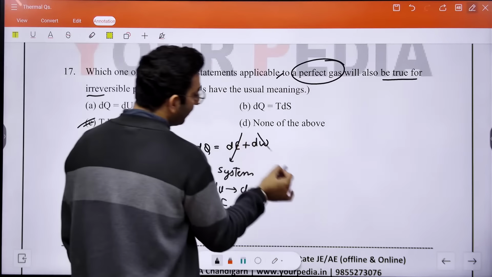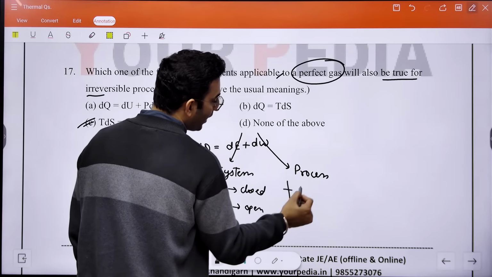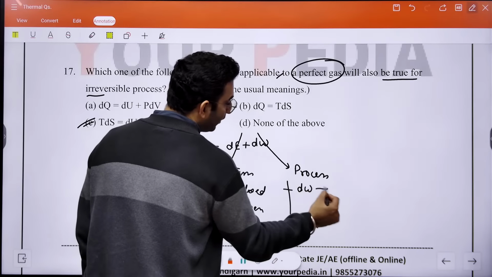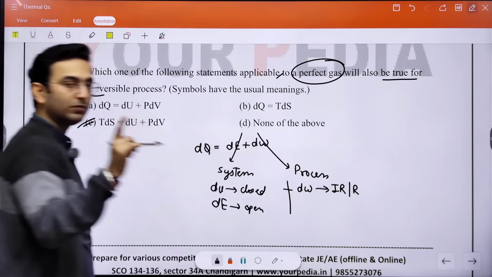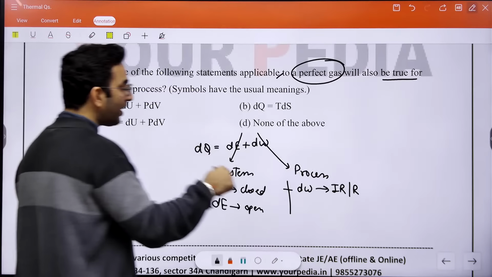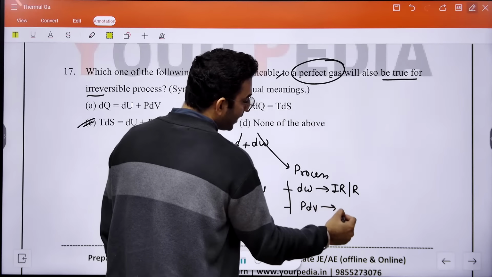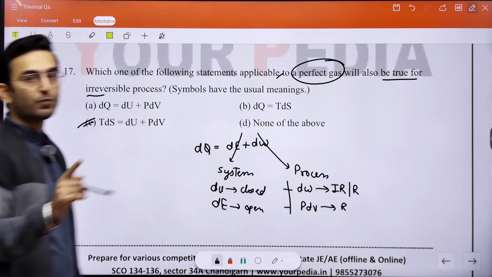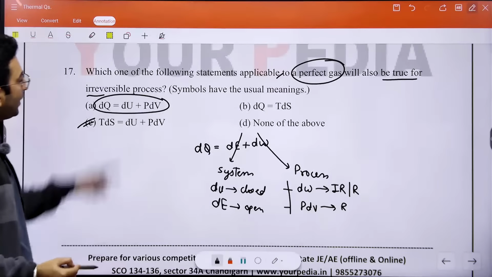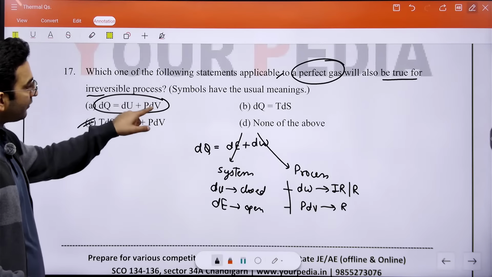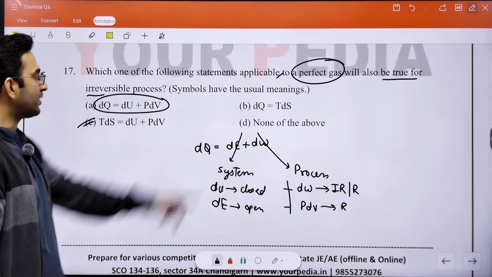The second term tells you about the process here. Remember this condition also. If you are having the dw, it is written for the irreversible as well as reversible both. It is applicable for both here. If you are having the pdv, okay, then it is specifically written for the reversible process. So from the first equation you can see it is written for the closed system as well as reversible process only. It is not applicable for the irreversible process.